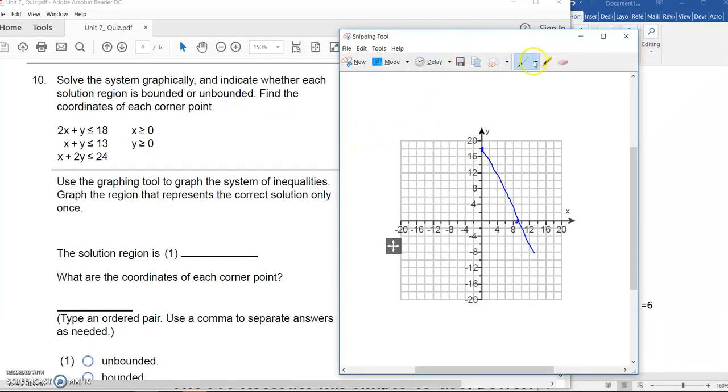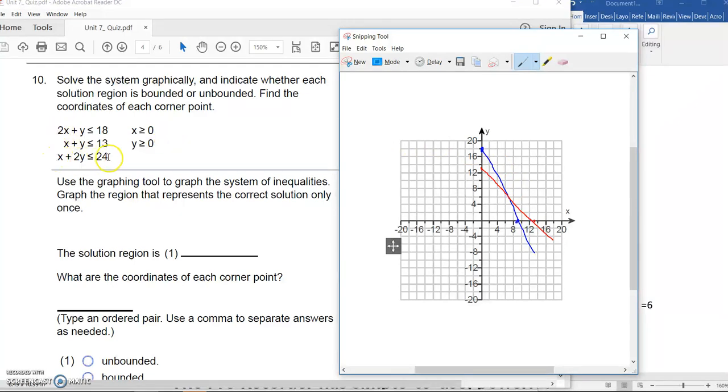And then the second one is x plus y equals 13, so both intercepts are 13. So 13 is here for x, and for y that would be here. So then this graph would be something like that.